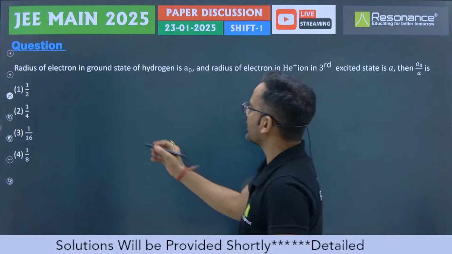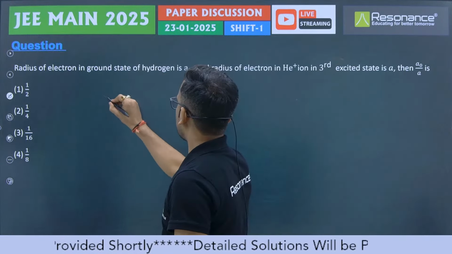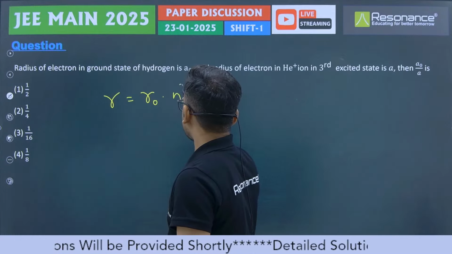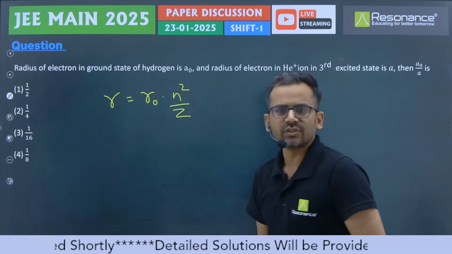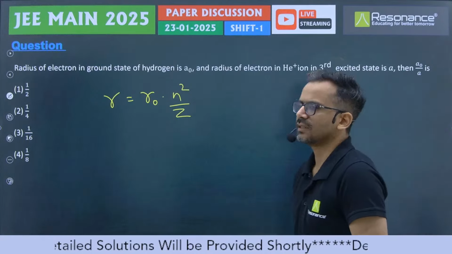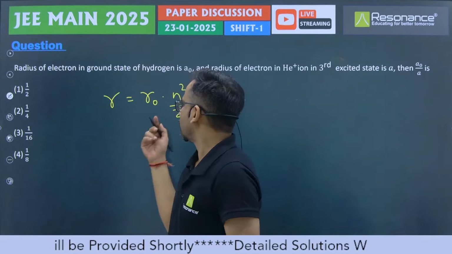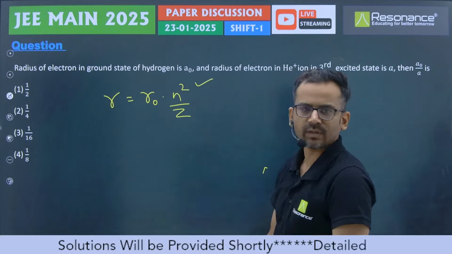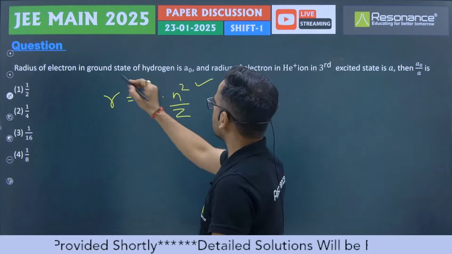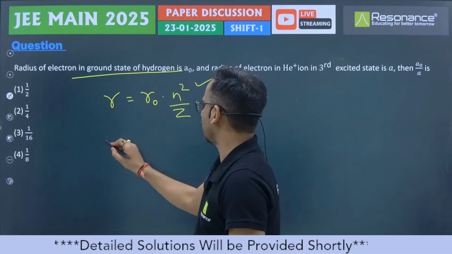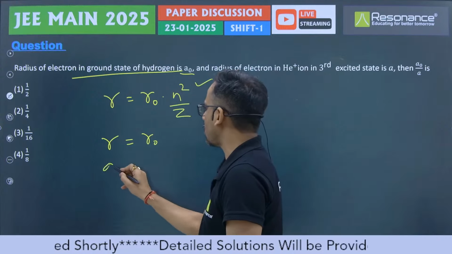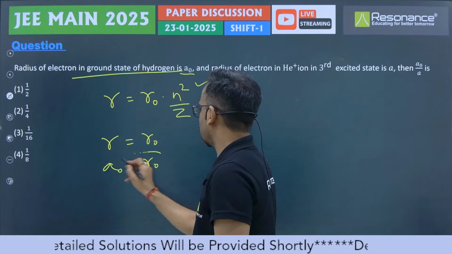Okay, so radius is given by R equal to R naught into n square upon z. This is the formula for the radius of the electron moving in the nth orbit for the Bohr atomic model. So here for the ground state in the hydrogen atom, R is equal to R naught, and they are saying that this is A naught. So A naught is equal to R naught.